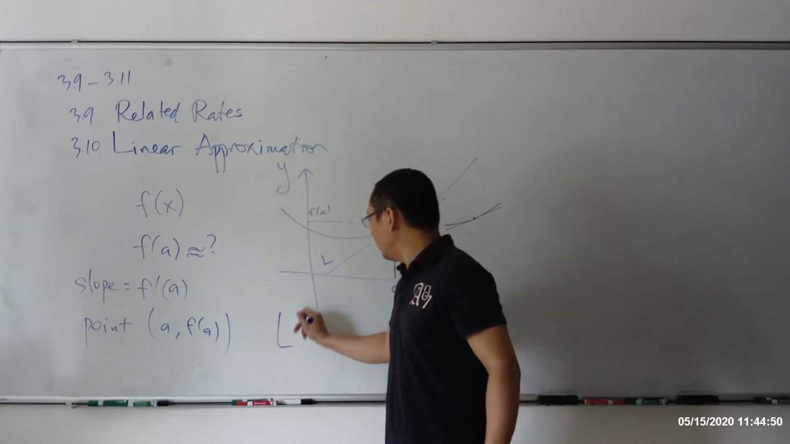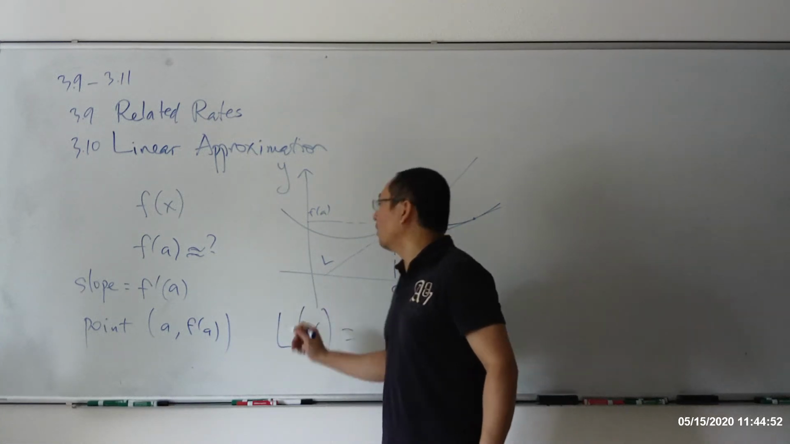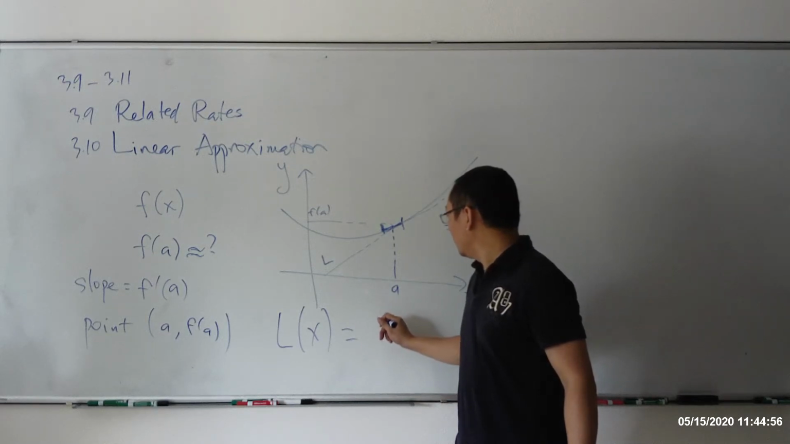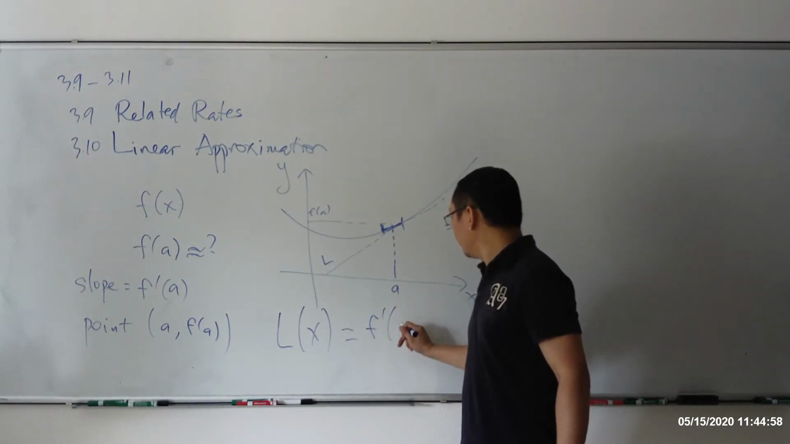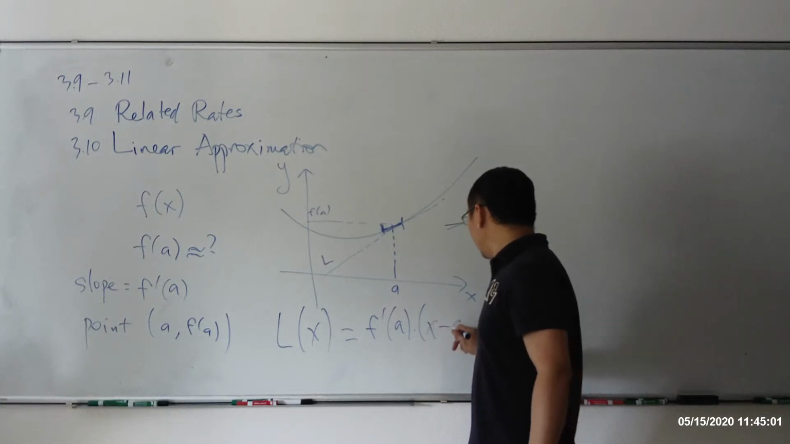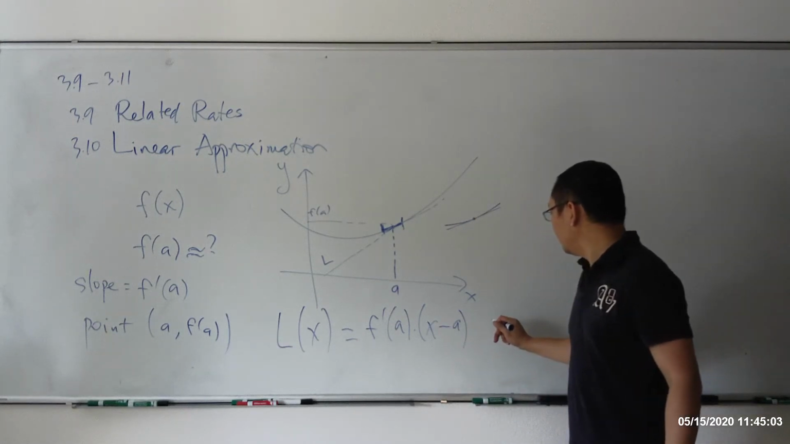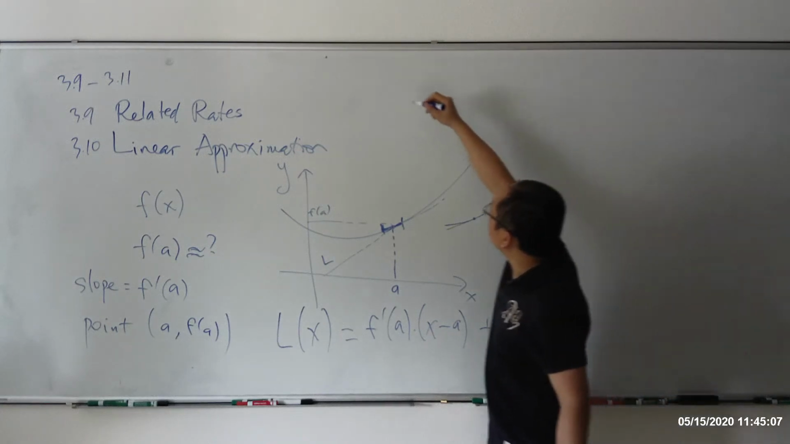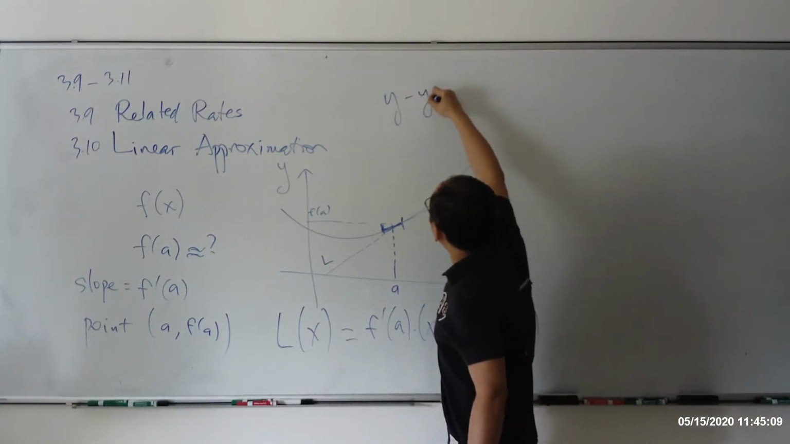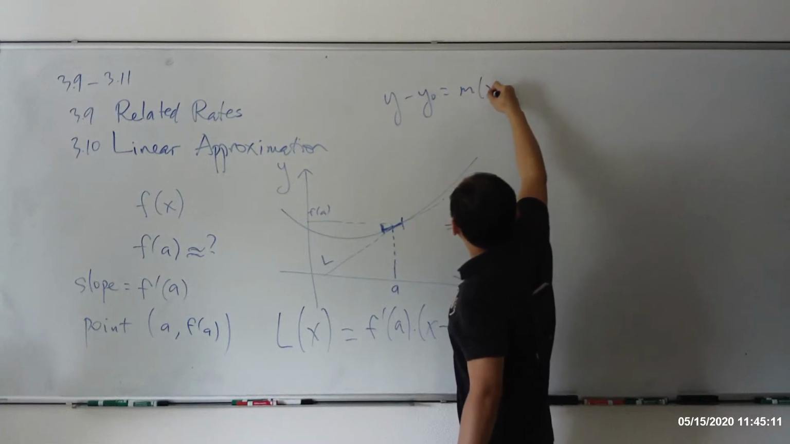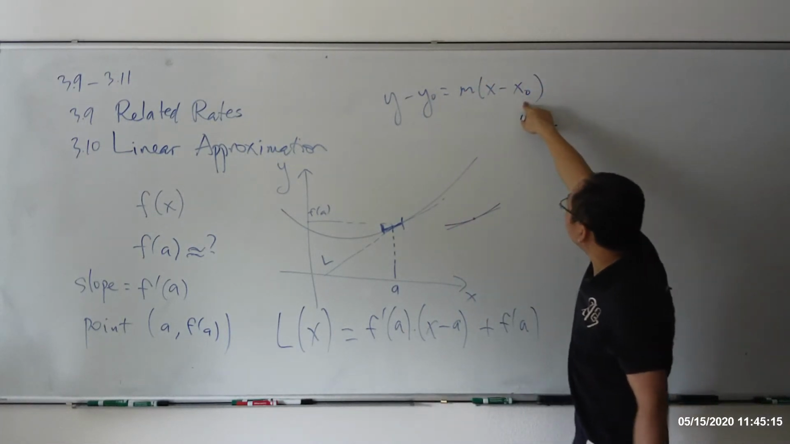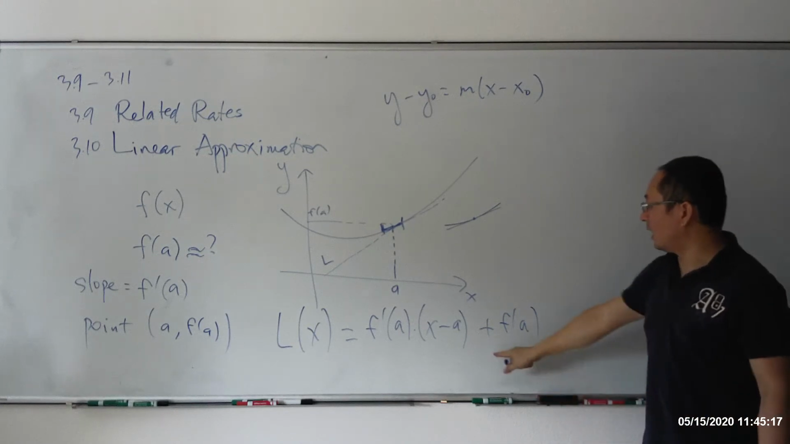We learned that in college algebra. Let's call the line L, okay? The line is what? Slope times x minus a, and then plus f of a. This comes from y minus y0 equal to m times x minus x0. Okay, this is f of a, this is a, and the slope is f prime. And I have the formula.